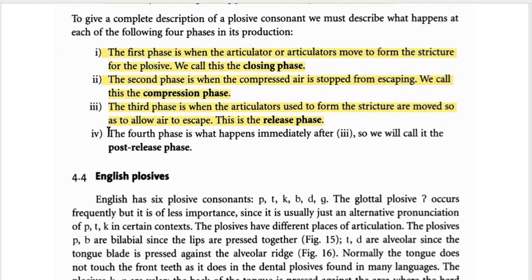After that, there is a fourth phase, a fourth stage. It happens immediately after the third one, so we call it the post-release phase. In the post-release phase, when the air escapes, we have the plosion, the audible plosion that we hear. So these are the four stages through which I create a plosive sound. When I make a plosive sound, I have to go through these four stages.